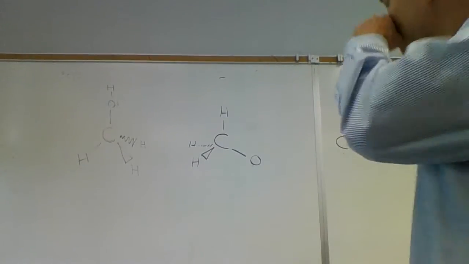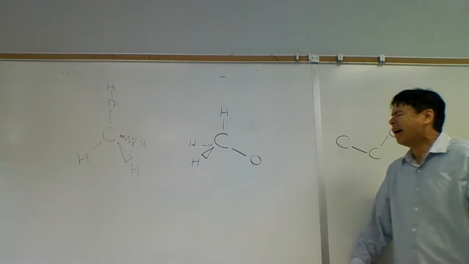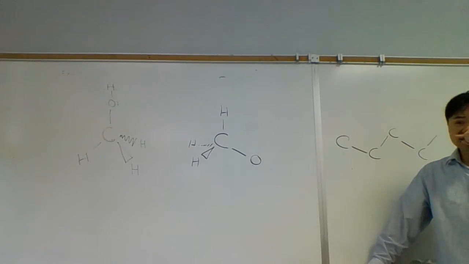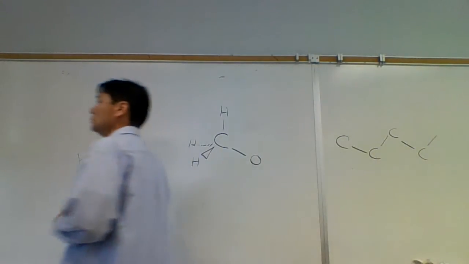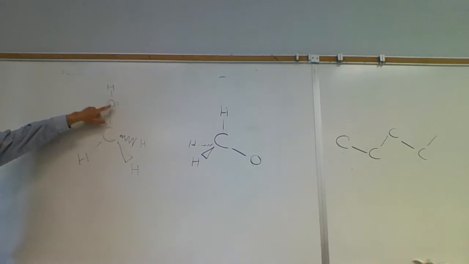The electron geometry is... Oxygen? Yeah, around oxygen. How many groups of electrons are there? There's two. Two? What are they? Lone pair, lone pair? Or single bond, single bond? What are they? Or one lone pair, one single bond? Is that two?